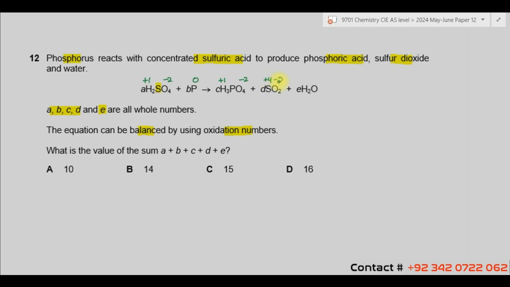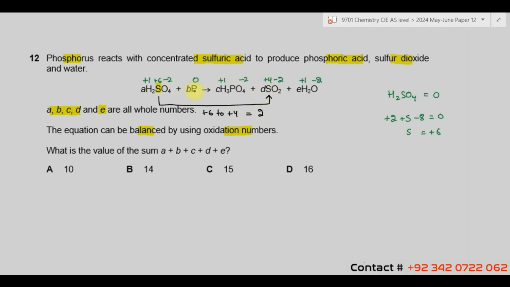For one oxygen, we have -2. Hydrogen is +1, oxygen is -2. So let's find oxidation state of sulfur in H2SO4. H2SO4 has 0 charge, 2 hydrogens +2, 1 sulfur, 4 oxygens is -8. So sulfur is -6 or it becomes +6. Alright, so let's see the change. Sulfur goes from +6 to +4. So the change is 2.